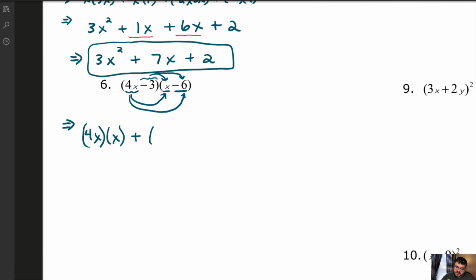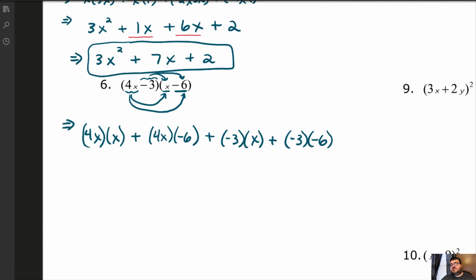Next, I want to do 4x, because that's what I'm distributing, times the negative 6, the minus 6. So see how I put that minus 6 in parentheses? So I'm multiplying the 4x by the minus 6. Now, add. So just keep adding. We're going to do negative 3 multiplied by x. So now we're doing this second term right here in that first little polynomial, that binomial. We want to multiply minus 3 times x, and then just put a plus sign. We'll do minus 3 multiplied by minus 6 right there.